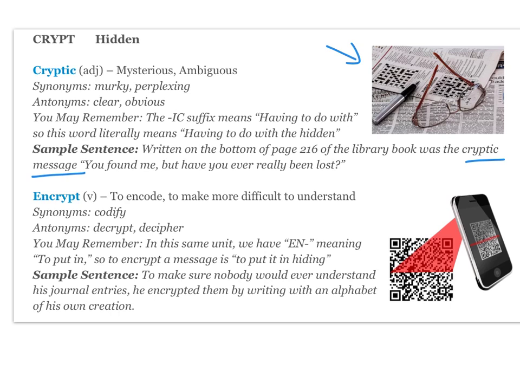Your next word is a verb, which is encrypt, and it means to encode or to put into code. So encrypt means to put into hiding or to put into a code. The sample sentence says that someone was encrypting his journal entries with an alphabet that he made. So when you were a child, if you ever tried to make up codes or a secret language, you were encrypting your meaning. And computers and cell phones and electronics and such also use encryption in order to put data into a different form.